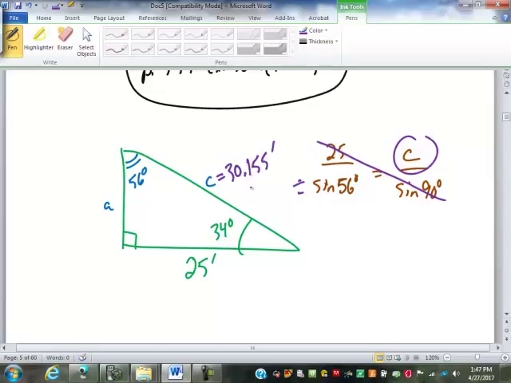So I can do that all without using trig. I can use that law of sines on right triangles. That's not bad at all. Law of sines is a cool tool.